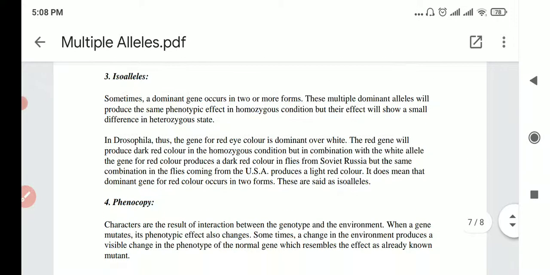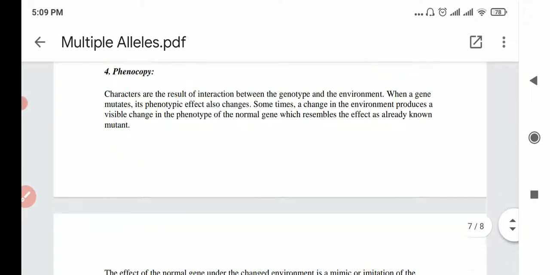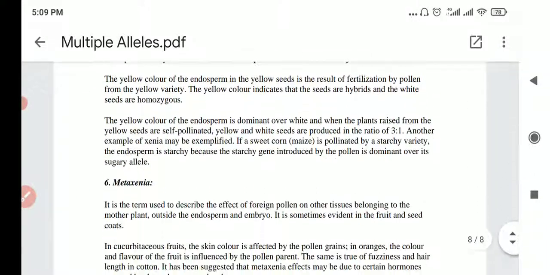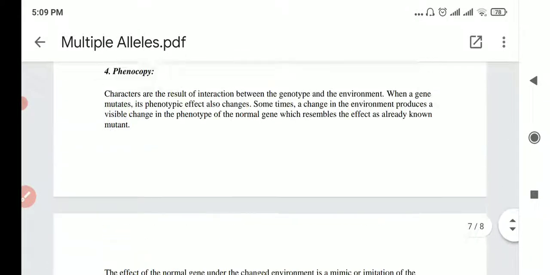Let's look at the isoalleles. Isoalleles means something which is like your mirror image, no? So a dominant gene can occur in two or more forms, okay. Multiple dominant alleles will produce the same phenotype effect, but the effect will show a small difference in heterozygous state. Okay, the example you can read on your own, and then the phenocopy, xenia and metaxenia, again you can read on your own.